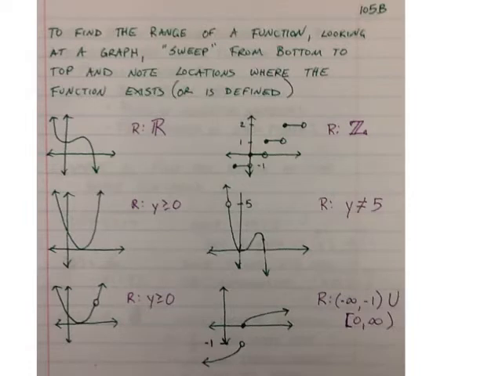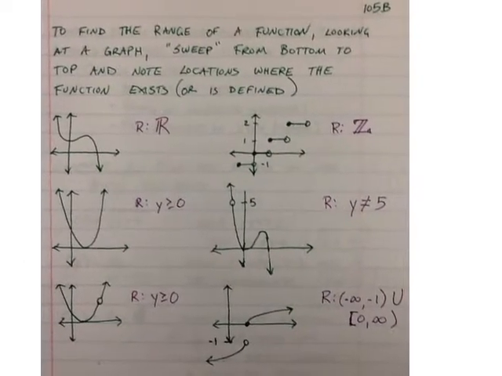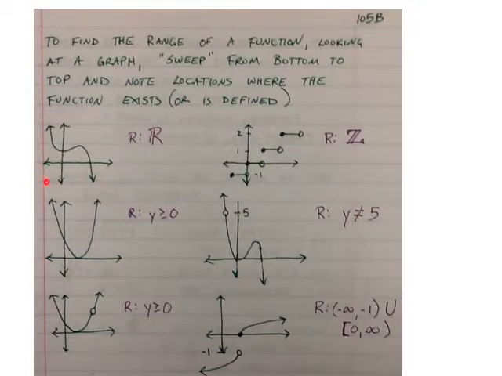Okay, for range we're going to do a similar thing, but we're sweeping from bottom to top. So what we want to do is start at the bottom of our function and work our way upward. And in this particular case, it goes from top to bottom indefinitely, so we can say our range is all real numbers. In this square root function, we start at the top and we come all the way down to 0 and then go back up. So our range has to be y is greater than or equal to 0 because the lowest point is 0. All other y values are higher than 0.